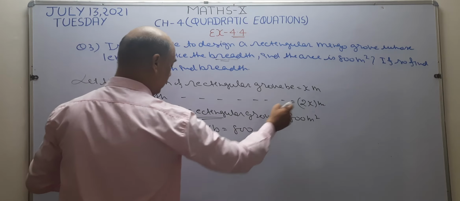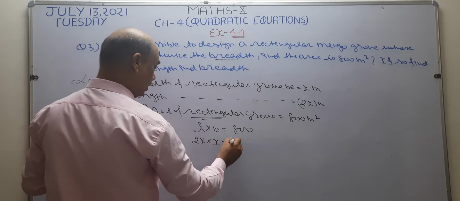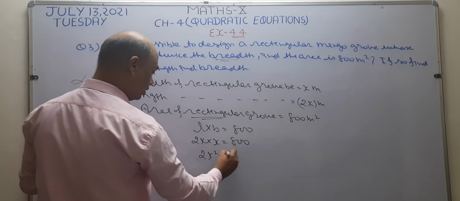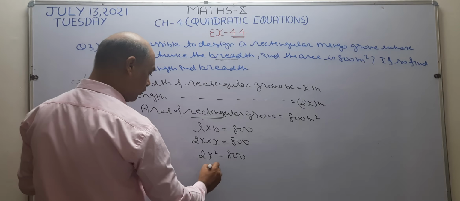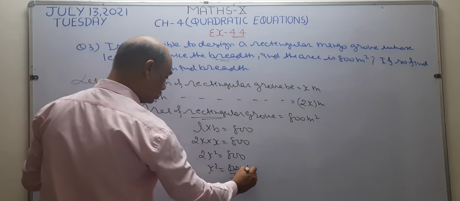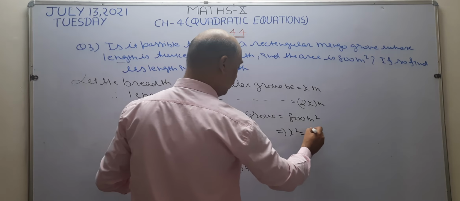What is the value of L? 2x. What is the value of B? x. It is going to equal 800. So this becomes 2x square is equal to 800. So the value of x square becomes 800 by 2. This is equal to 400. So this implies x square equals 400.